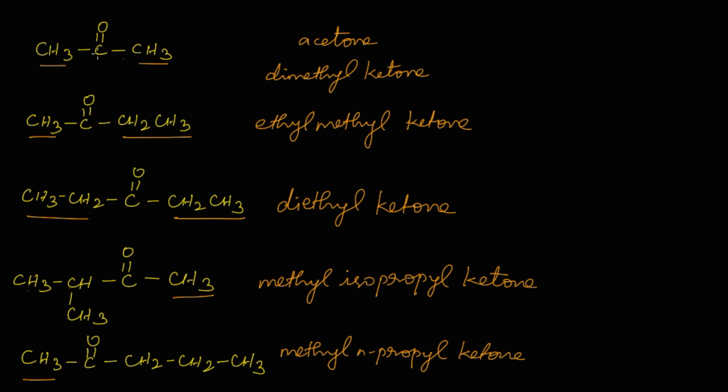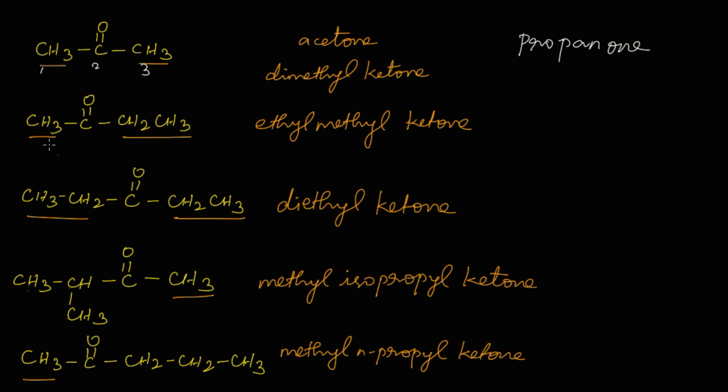Come on, let's give the IUPAC name for these compounds now. Here, three carbons are there: 1, 2 and 3. So propane. As there is a ketone in the compound, we need to take off this E and write -one. That is, the name of this compound is propanone. The IUPAC name of acetone is propanone.